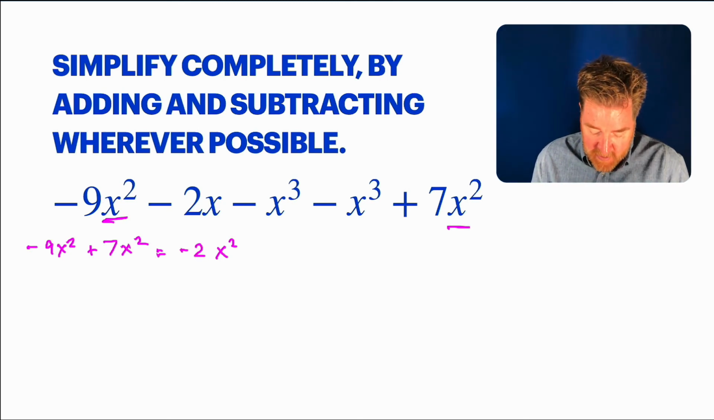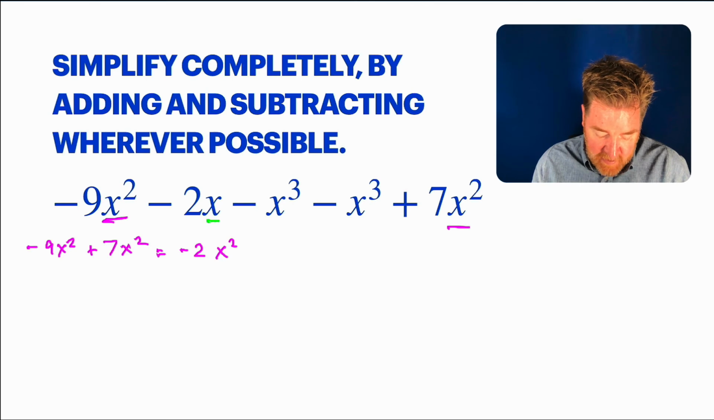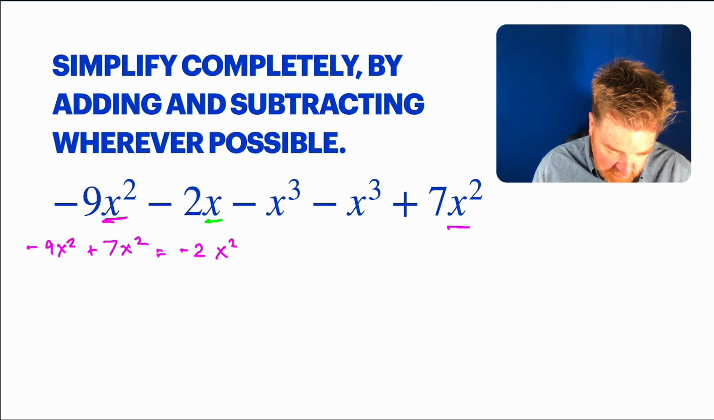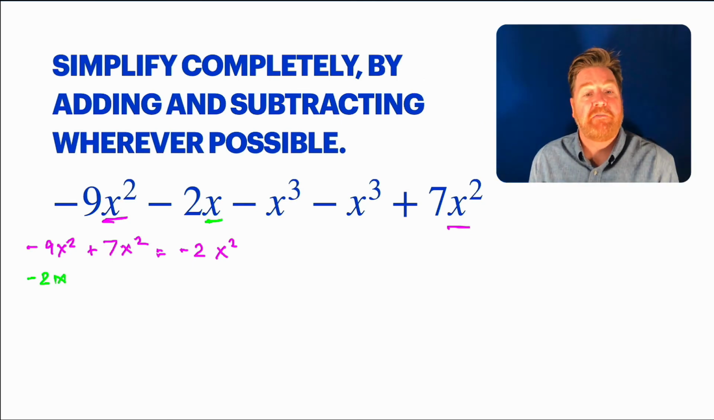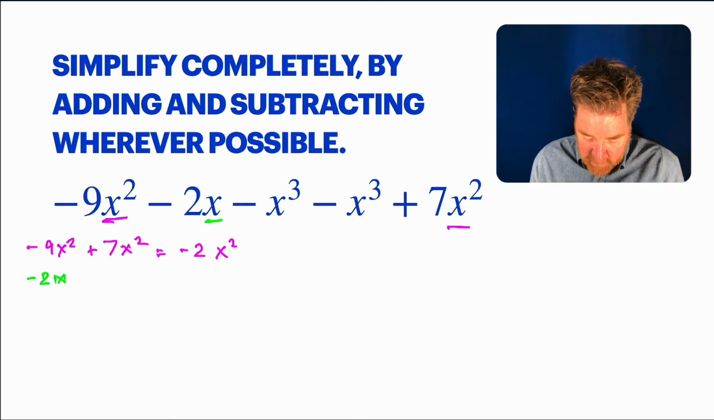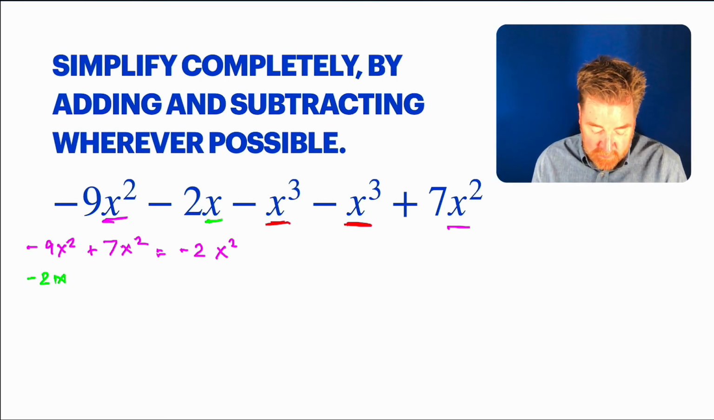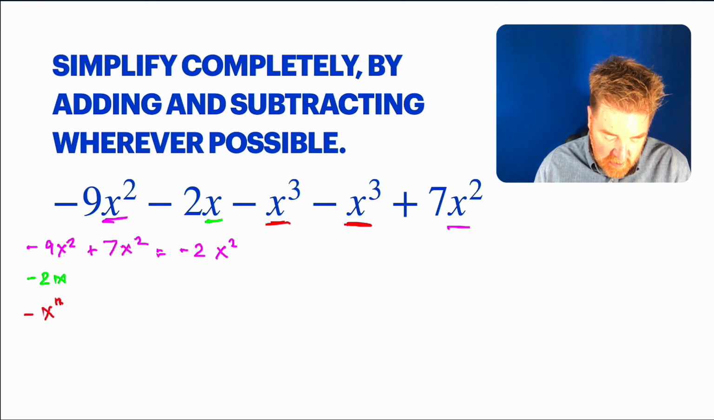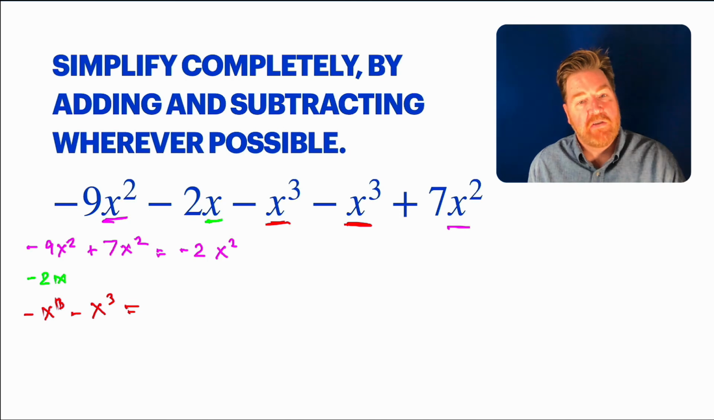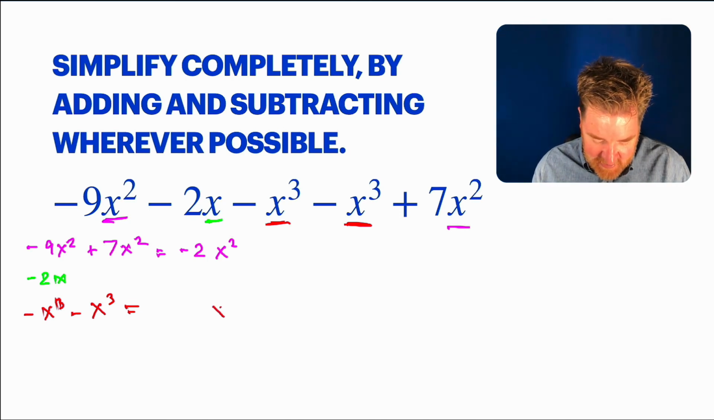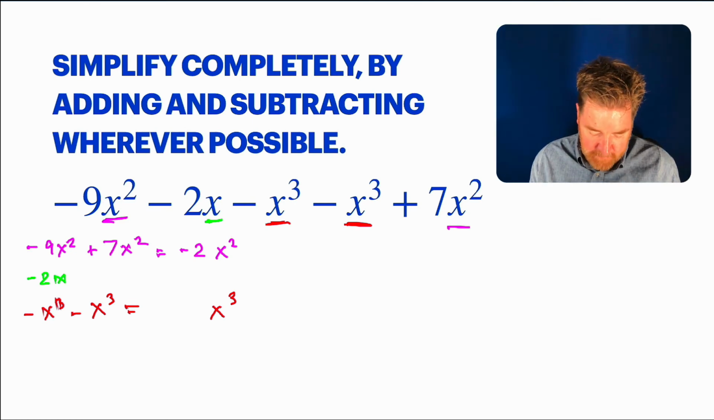Nice. How about x's? Any other x's? Nope. All right, so we'll just keep negative 2x by itself. And how about x cubes? Yeah, there's another one right there. Some more x cubes. So we've got negative x cubed minus x cubed. Well, can you subtract x cubes and x cubes? Of course, that's why they're together. They're the same things, and we're going to get x cubes, right?